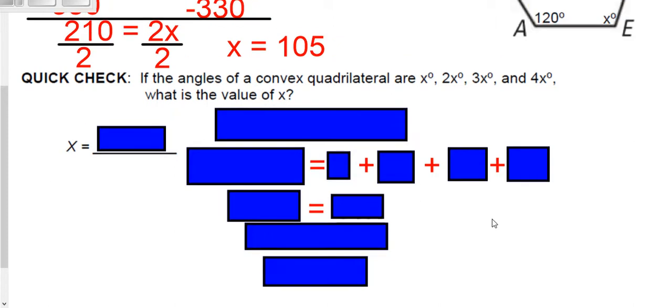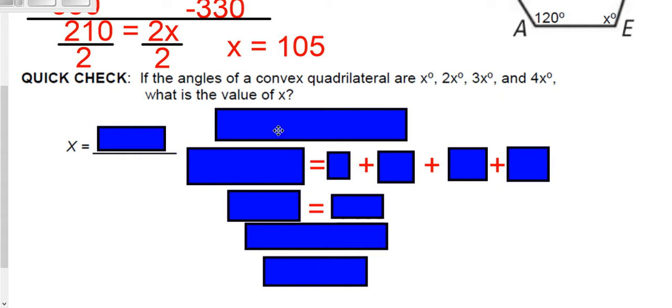Alright, so the quick check, we got a quadrilateral. So you look it up on your chart if you forgot. Quad means 4. This is a 4-sided figure. We've got 4 angles here. They didn't draw us a picture. And they say the measures are x, 2x, 3x, and 4x. What is the value of x?